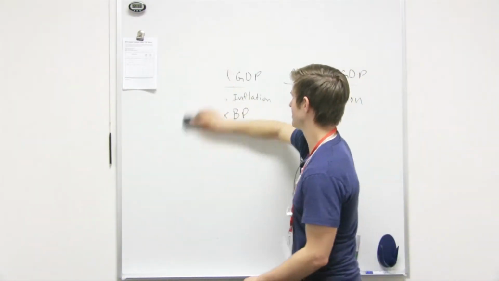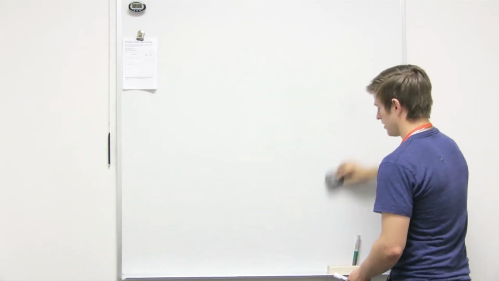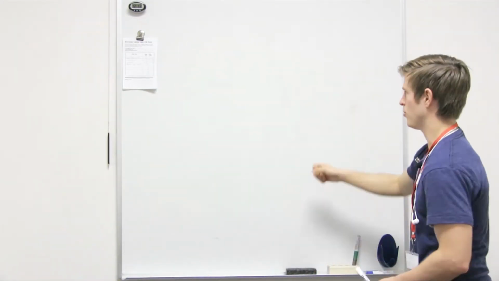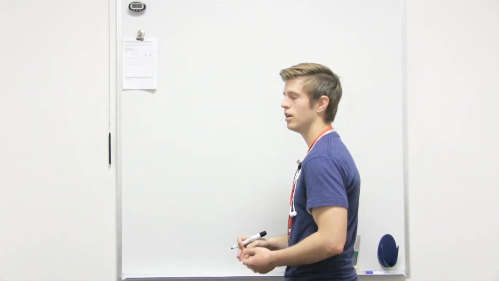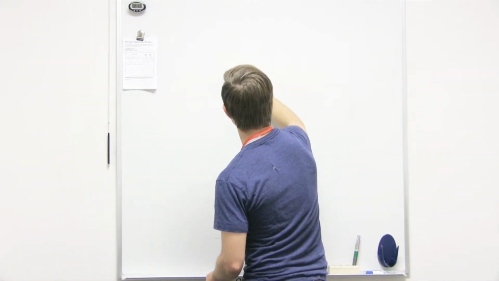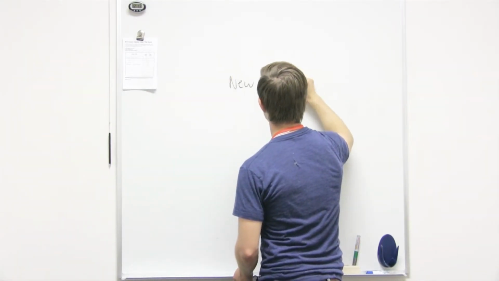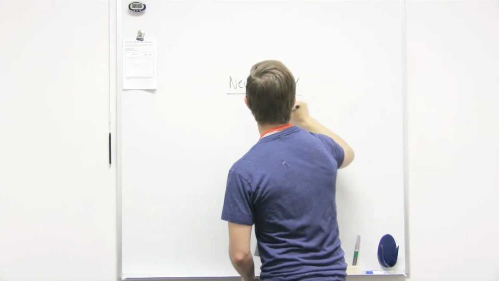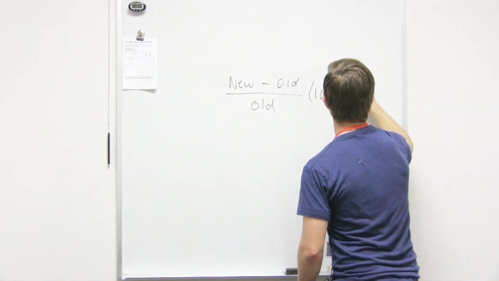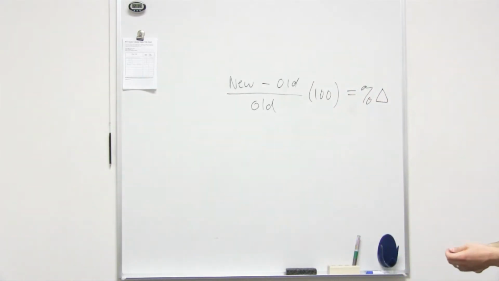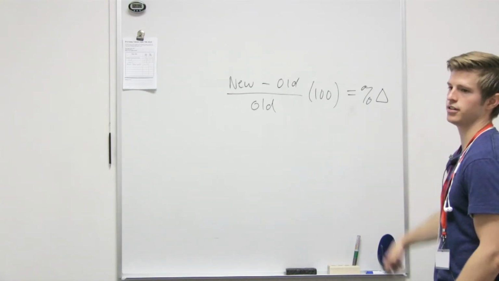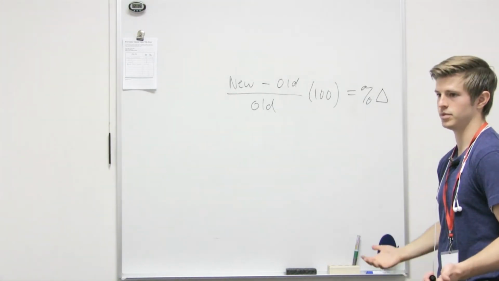Okay, and then this is an important equation, to figure out percentage change, if you wanted to see how much GDP has grown, you would take new minus old divided by old. And you multiply that by 100, and that equals percentage change. So you do the $1.50 minus the 50 cents, divided by the 50 cents, times 100. That would give you the inflation of soda between the two years.